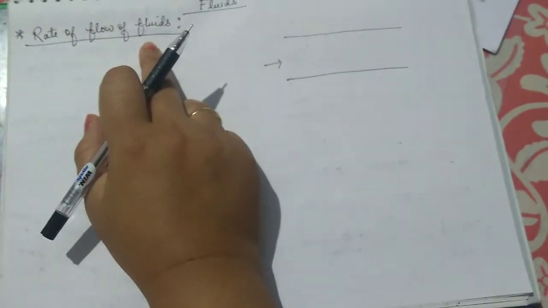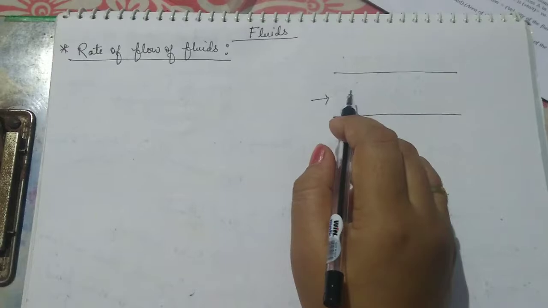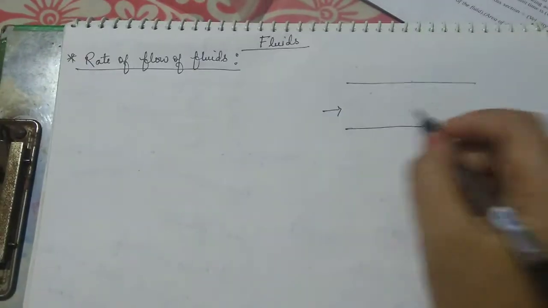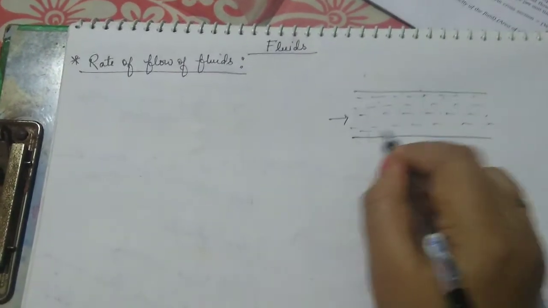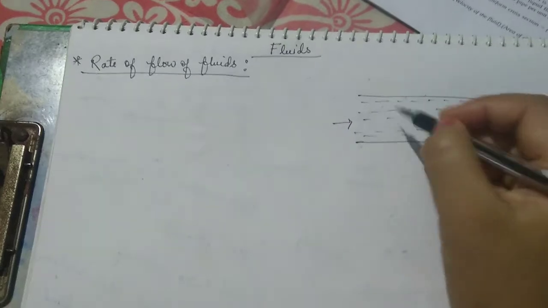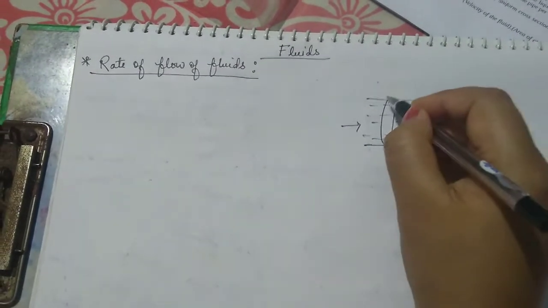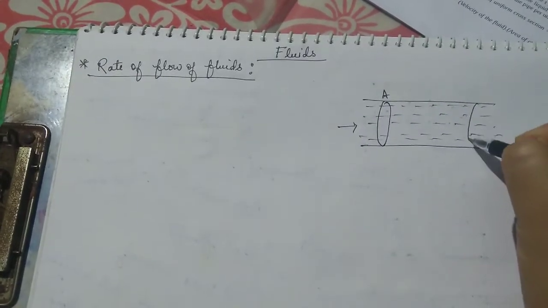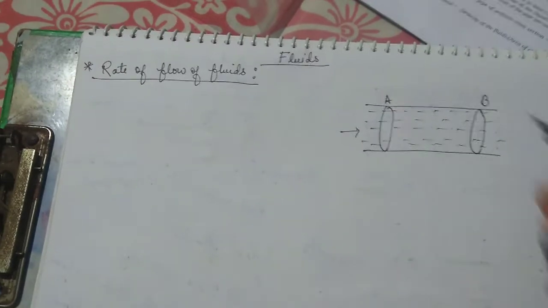For that, suppose I am considering a tube like this, and water, or I will not say water, but a kind of fluid, is flowing through it in this particular direction as I have shown by this arrow. In this whole tube, I will consider two sections, like this. This is one section, that is A, and another section, that is B. And liquid is flowing out like this.